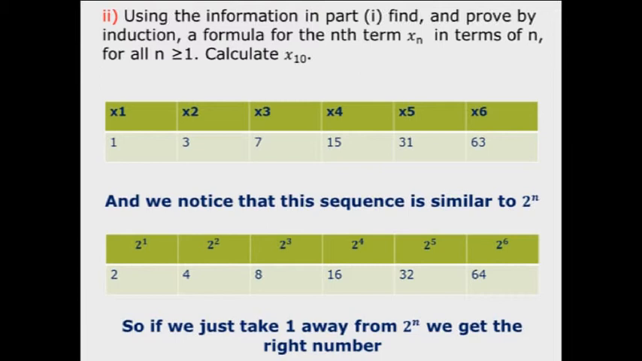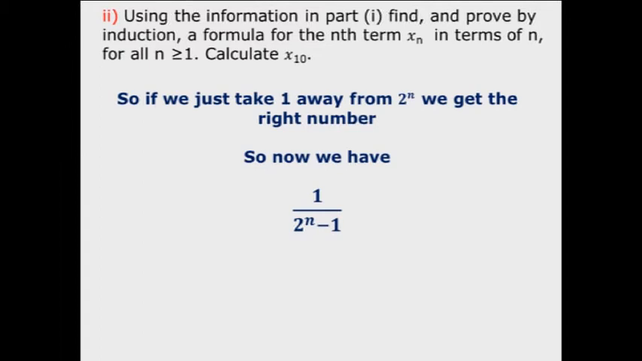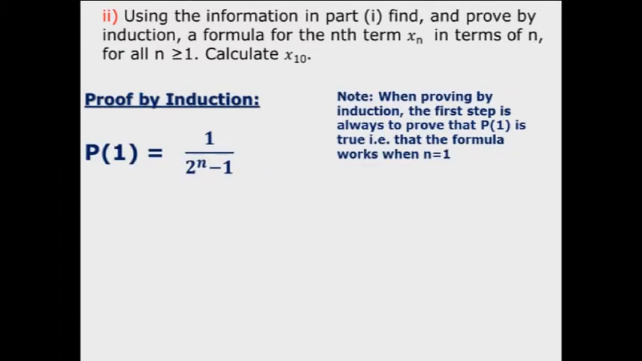So we have 2 to the power of n minus 1. For example, 2 to the power of 1 minus 1, 2 minus 1 is 1, 4 minus 1 is 3, 8 minus 1 is 7, 16 minus 1 is 15, and so forth. So now we can use 1 all over 2 to the power of n minus 1. And we're going to use induction to prove this.